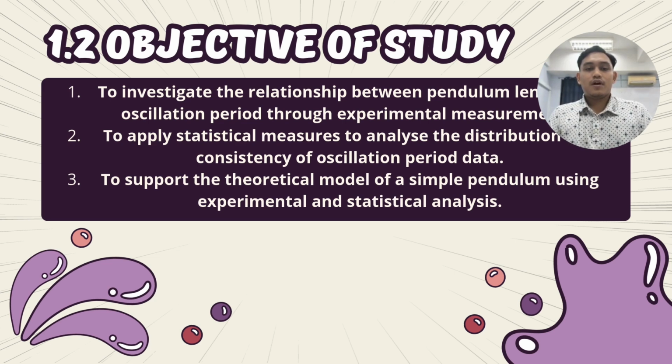The objectives of our research are three. 1. To investigate the relationship between pendulum length and oscillation period through experimental measurement. 2. To apply statistical measures to analyze the distribution and consistency of oscillation period data. And 3. To support the theoretical model of a simple pendulum using experimental and statistical analysis.